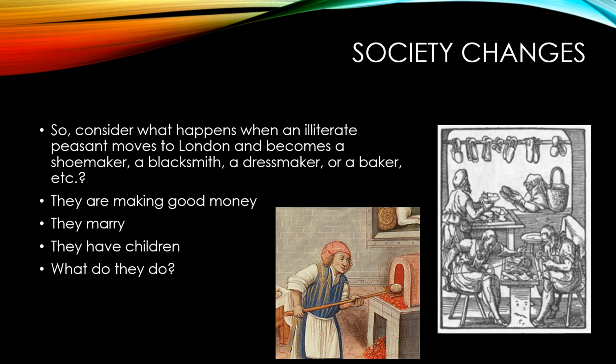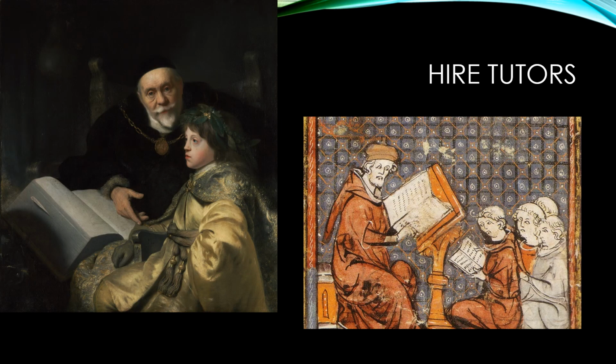I'd like you to consider what happens when an illiterate peasant moves to London and becomes a shoemaker, a blacksmith, a dressmaker, or a baker, or what have you. What do you think is going to happen? They're making good money, they get married, they have children. What else would they do? They hire tutors. They make sure that their children can read and they can write. And when you can read and write, you have power. This is a very important aspect of British history and our own history.